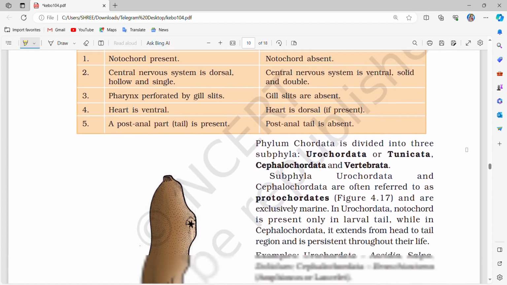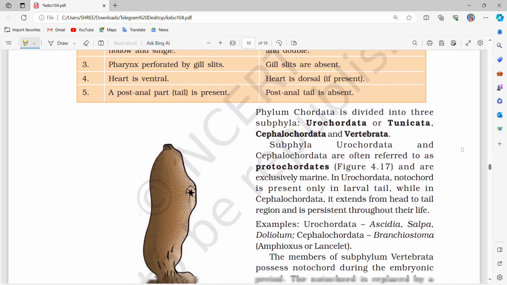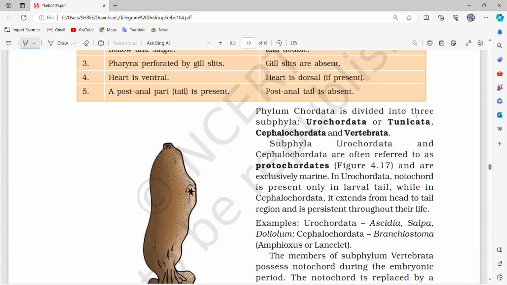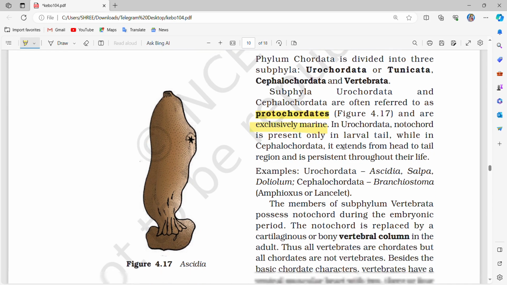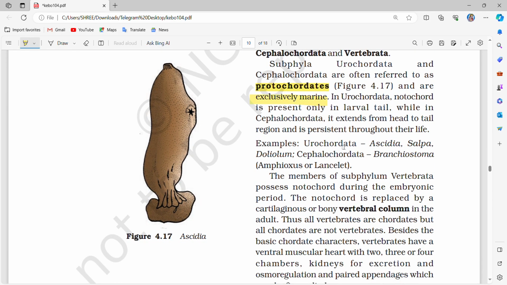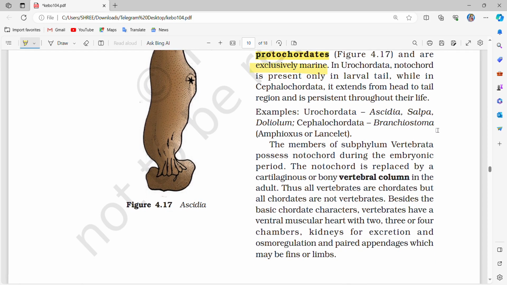Phylum Chordata is divided into 3 subphyla: Urochordata or Tunicata, Cephalochordata and Vertebrata. Urochordata and Cephalochordata are often referred to as protochordates, Figure 4.17, and are exclusively marine. In Urochordata, notochord is present only in larval tail, while in Cephalochordata, it extends from head to tail region and is persistent throughout their life. Examples: Urochordata: Ascidia, Salpa, Doliolum; Cephalochordata: Branchiostoma, Amphioxus or lancelet.